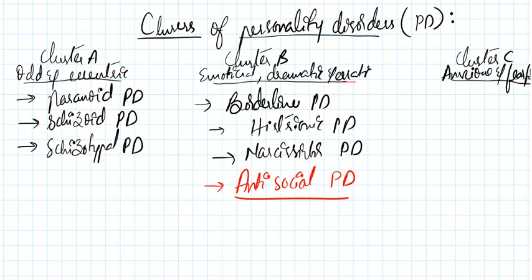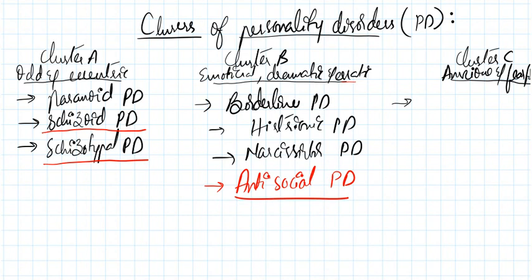Schizoid personality disorder comes under cluster A, and schizotypal comes under cluster A. Remember these things because they are very important. Mostly MCQs come around these options only.